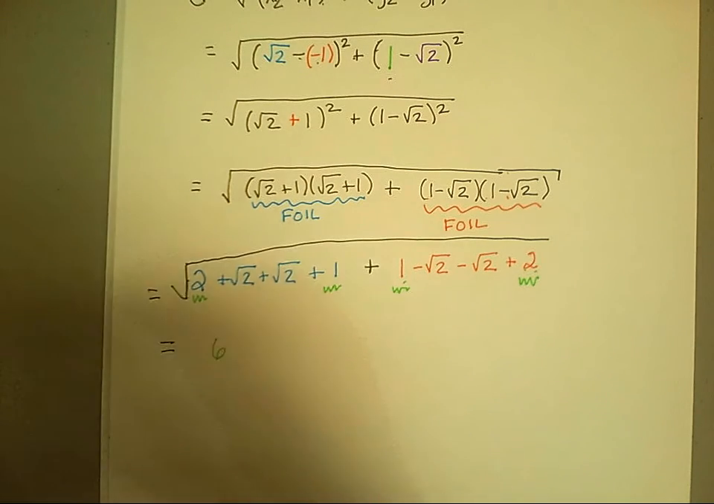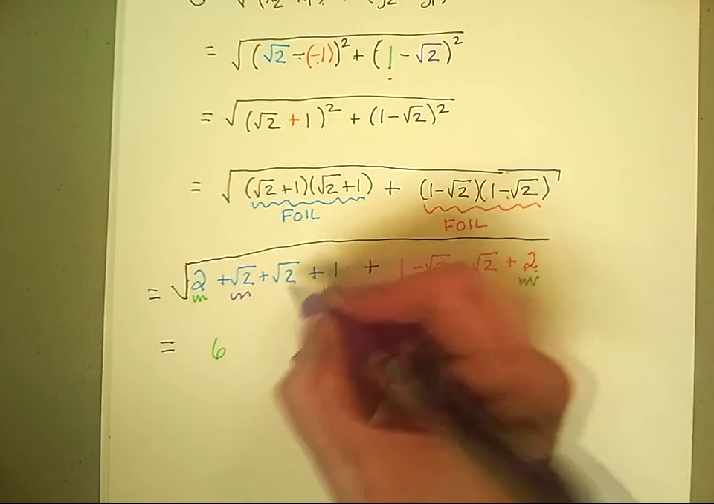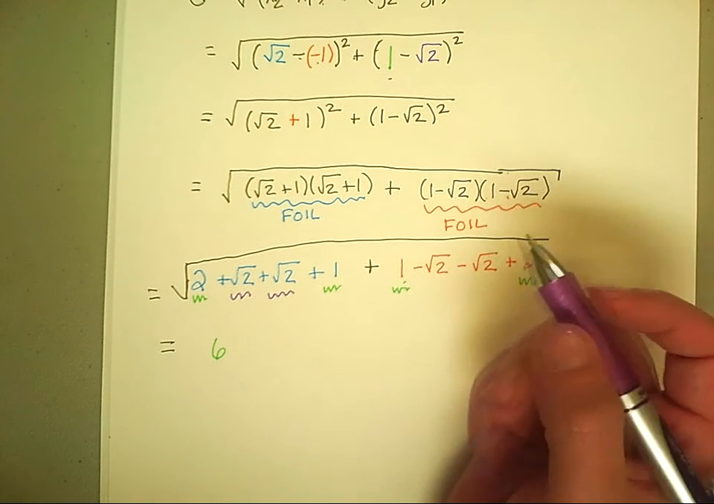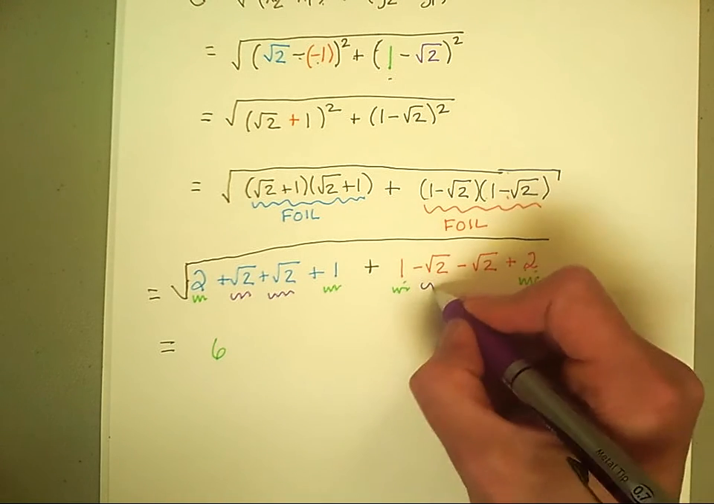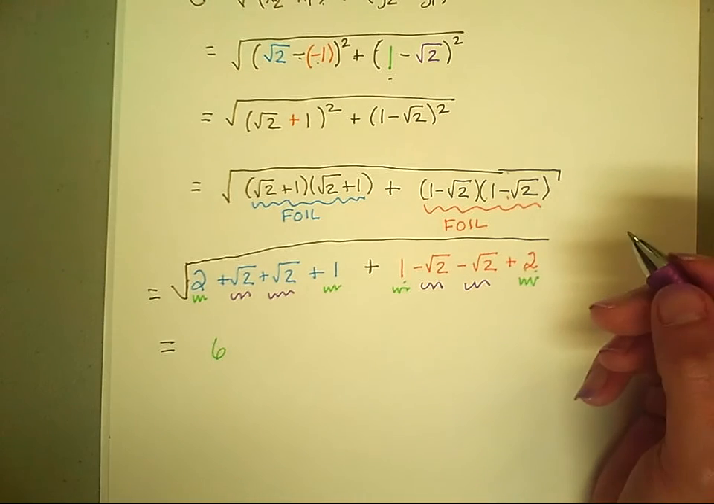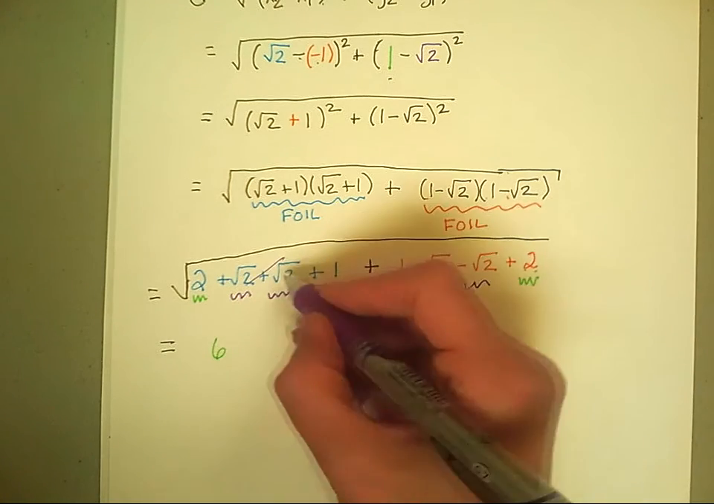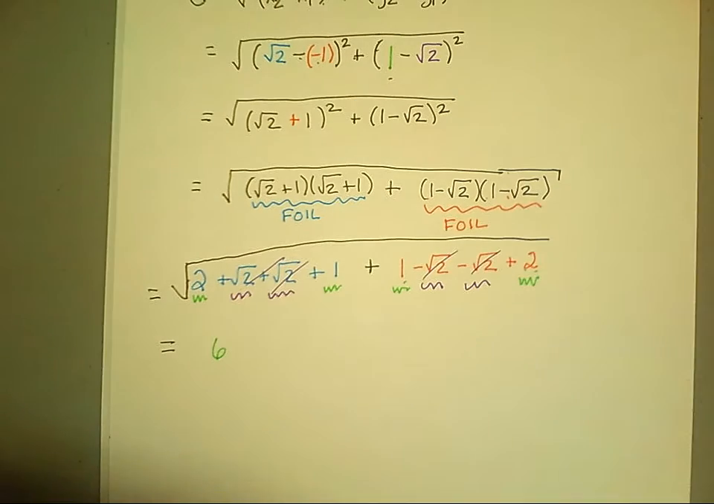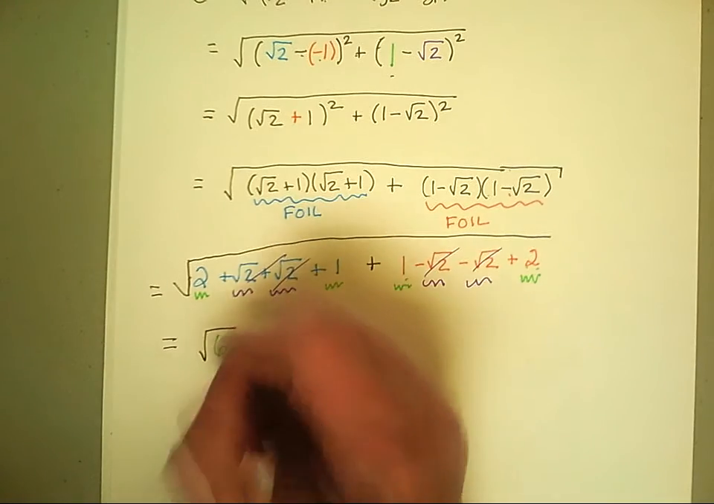And now, here I have plus the square root of 2, plus another one is 2 square roots of 2, but then I'm going to subtract away 2 square roots of 2. So these equal 0. So I'm just left with the square root of 6.